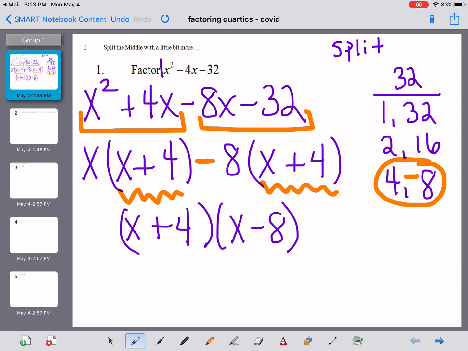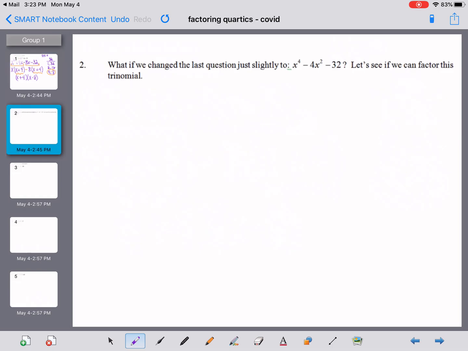But again, the title is Split the Middle with a Little Bit More. So what happens if we change that last question just slightly to x to the 4th minus 4x squared minus 32? And the thing is, we're still going to split the middle on this one, but be careful, it's x to the 4th. So when we do this, we're splitting the middle, the factor's still 1 times 32, which is 32, and then the same things happen here.